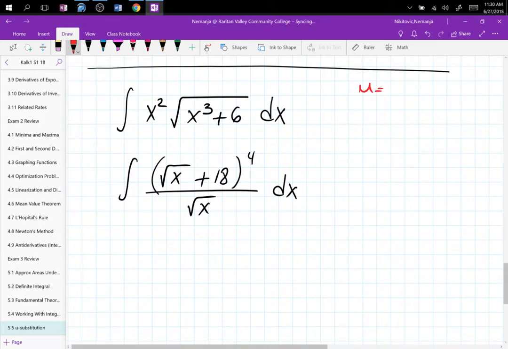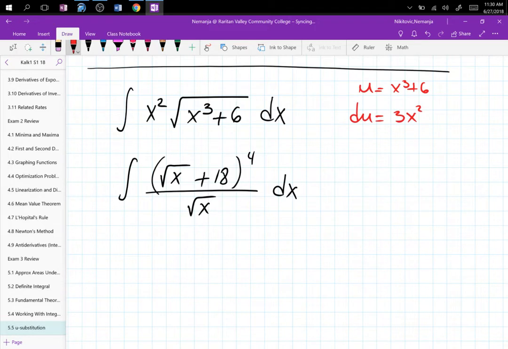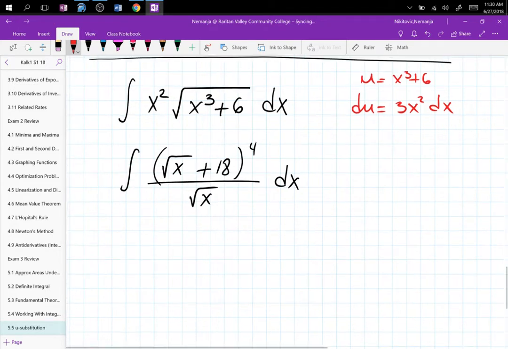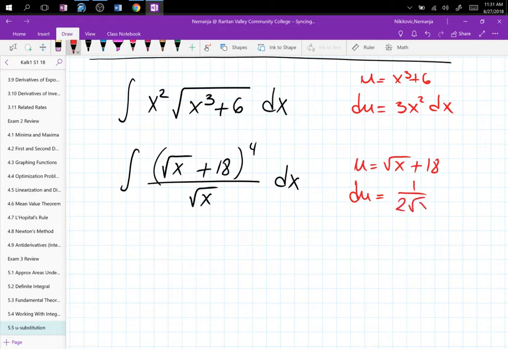So to solve the top problem, we would use u equals x cubed plus 6, which gives me du to be 3x squared dx. And I see I have to fix the constant in this case. In the bottom case, I have u equals square root of x plus 18. That will give me u to the 4th. Now, look at the du. du is 1 over 2 root x dx, when you take the derivative of root x.